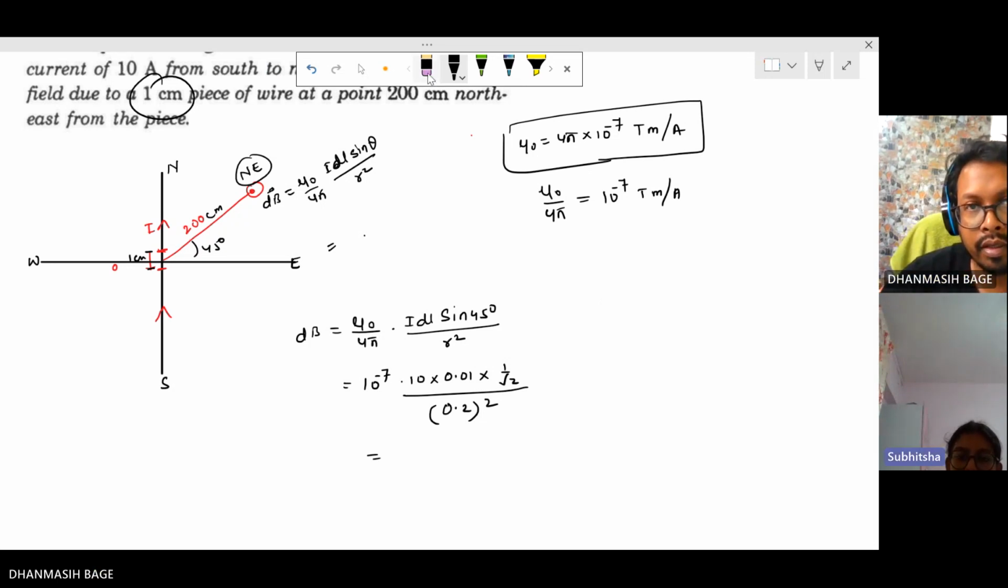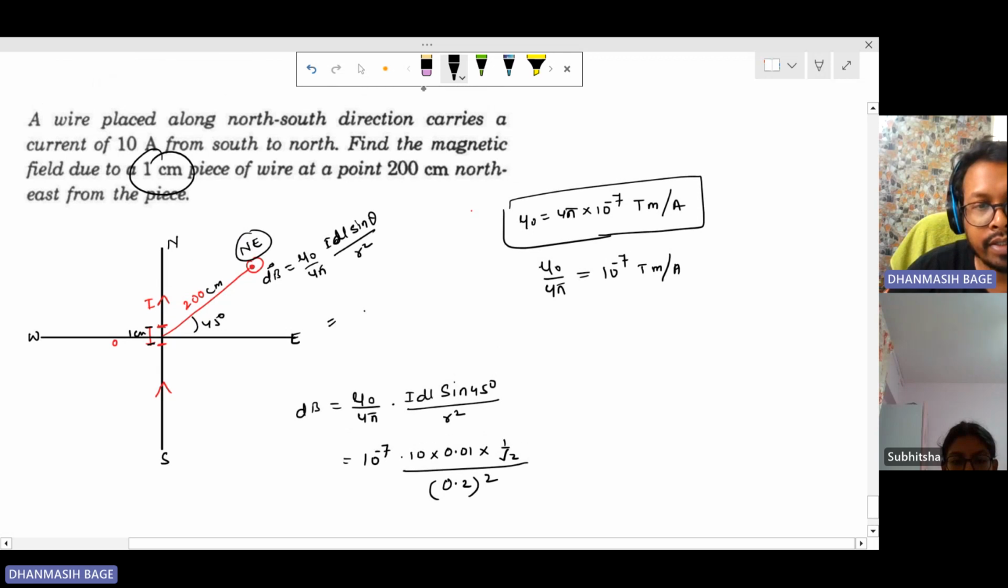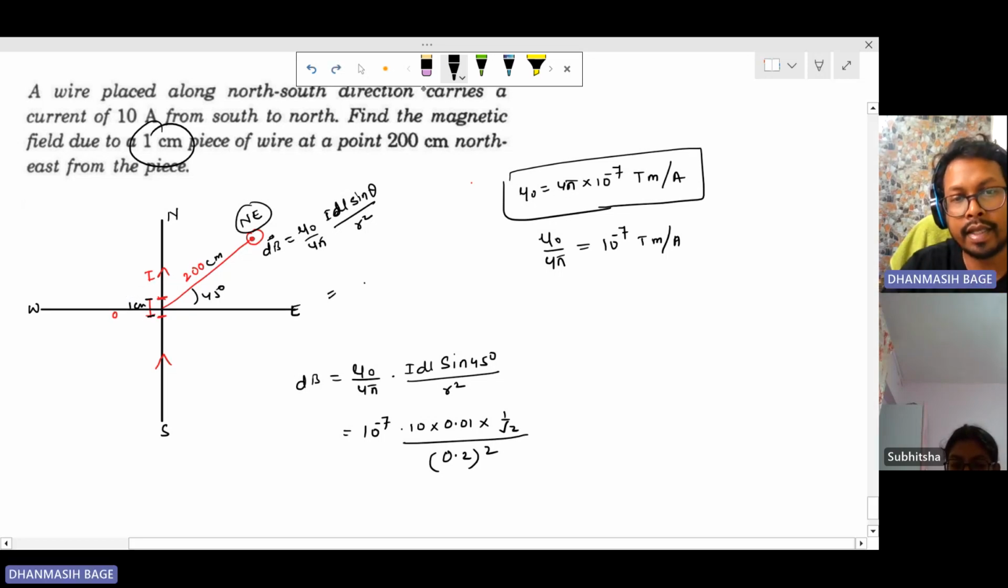I'm confused which one should I take as dl and which one should I take as r? So dl, just see that it is a very long wire placed along this. You're just cutting out a very small section of it. So this is the current element, the dl element. This is the current element.